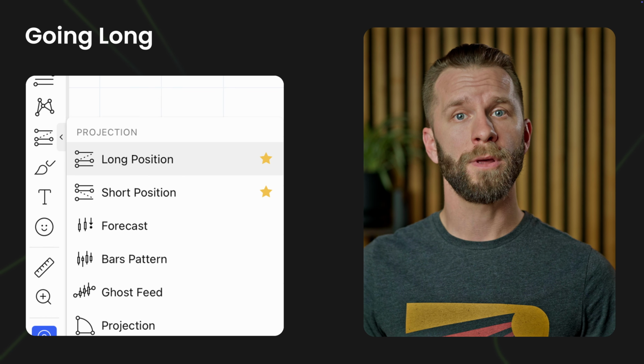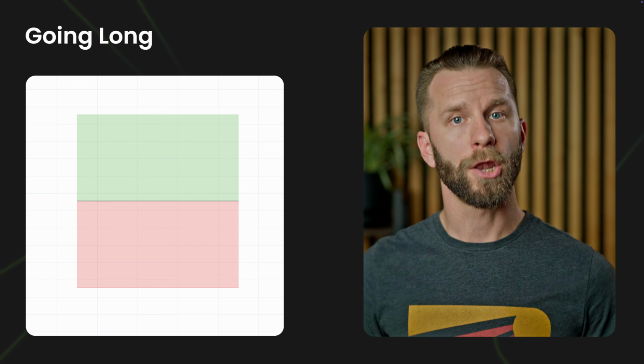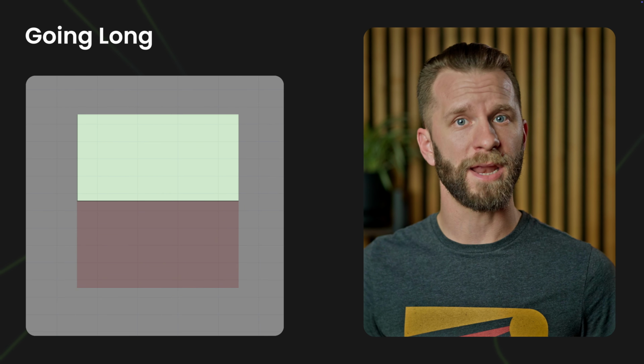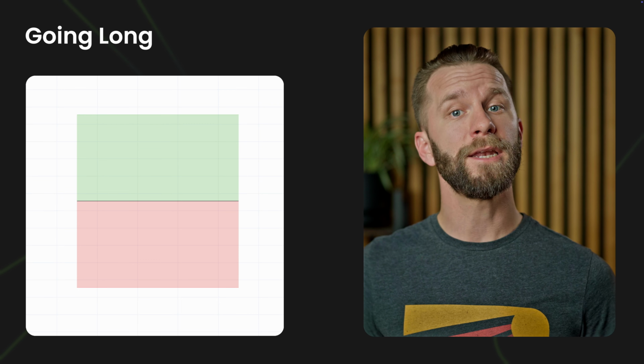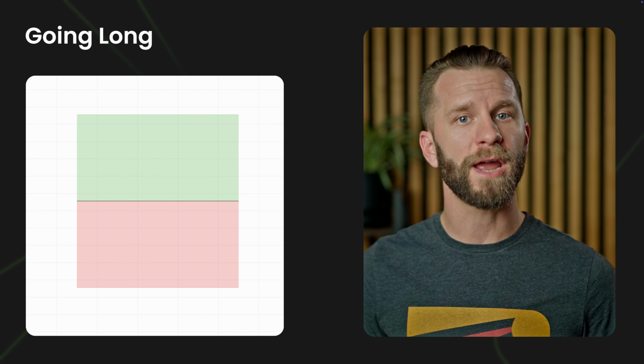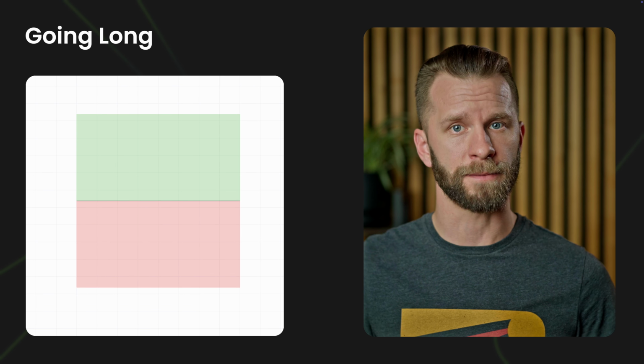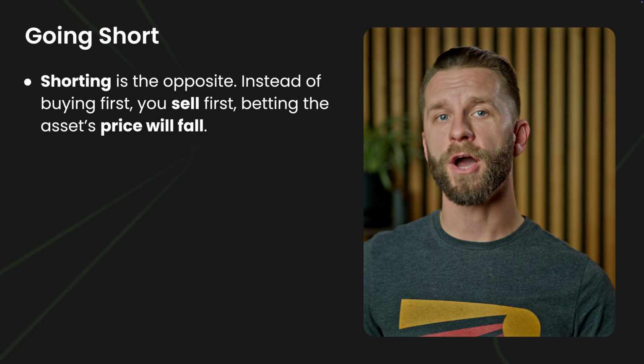Using the trade tool, we can visualize this. A long entry will display a green area above the entry point, indicating potential profit, and a red area below, representing possible losses. Shorting is the opposite.